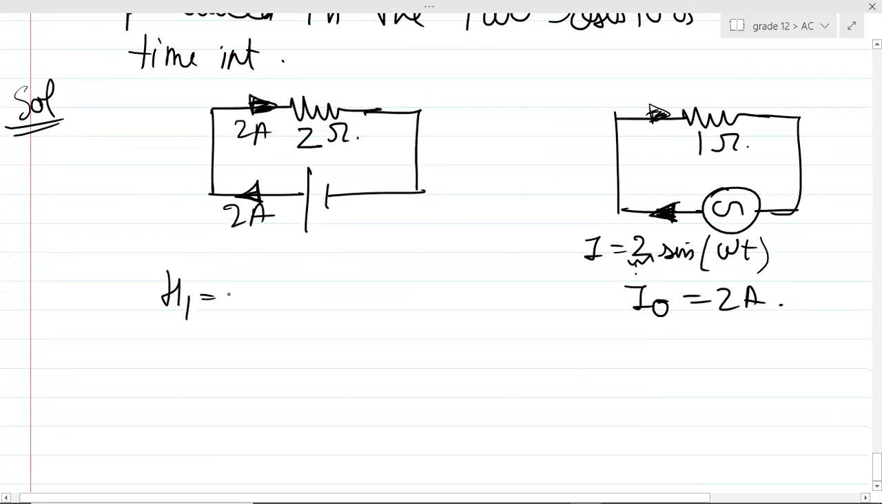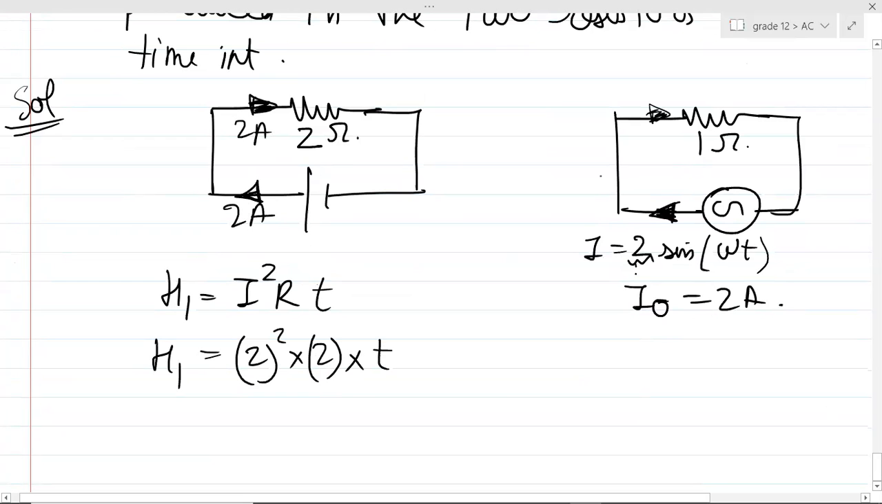So here the heat produced will be equal to what? I square into R into, let's say, the time interval is T. So I square will be 2 square, into resistance is 2, into time is also 2. This is your H1. And for this, what will you do?